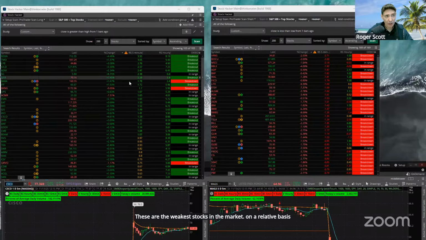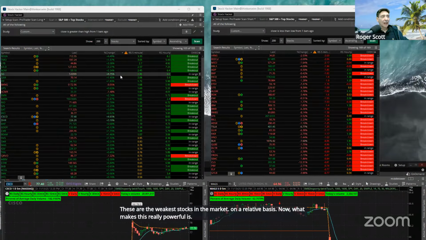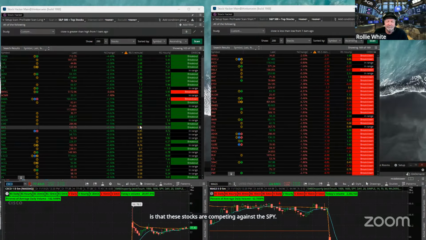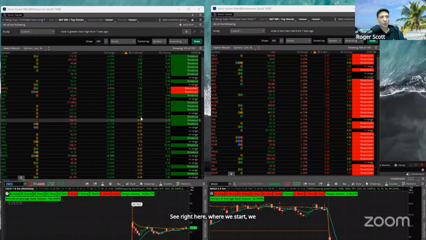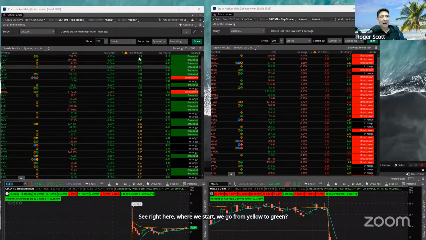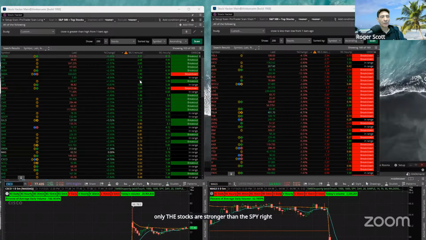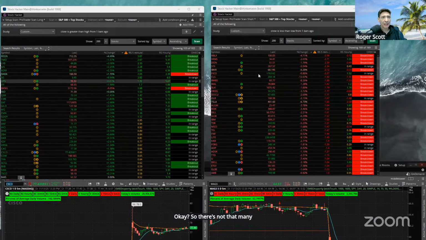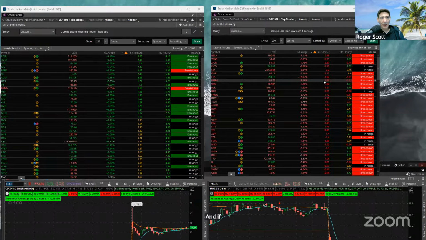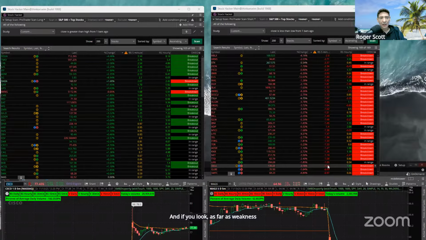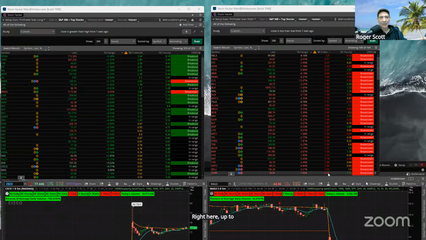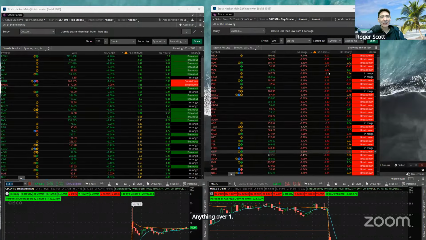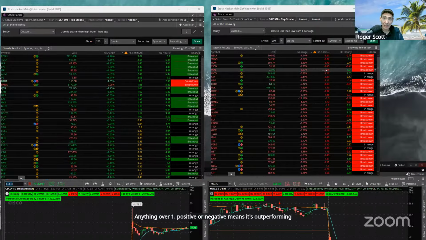Now, what makes this really powerful is that these stocks are competing against the SPY. See right here where we go from yellow to green? Only these stocks are stronger than the SPY right now on a 5-minute basis. So there's not that many. And if you look at weakness, right here, up to here, see 99 right here? Anything over one, positive or negative, means it's outperforming or underperforming the SPY.